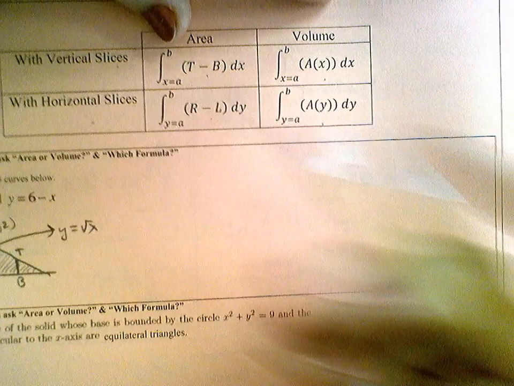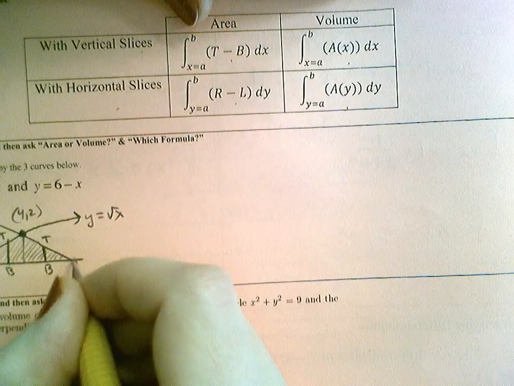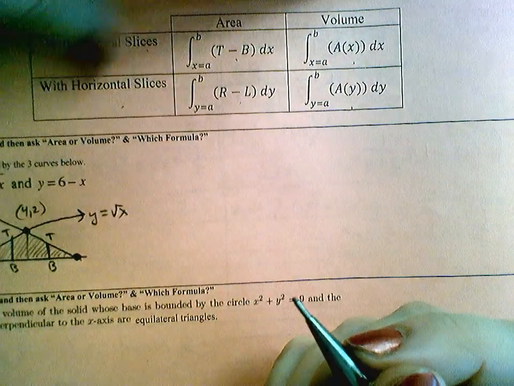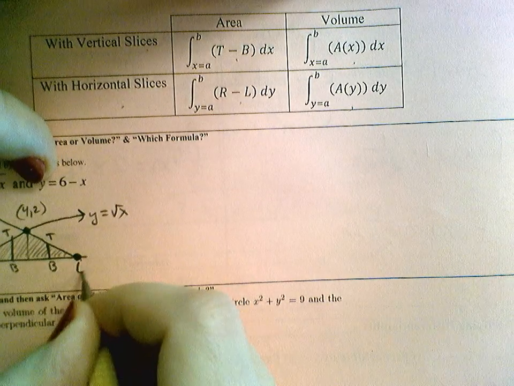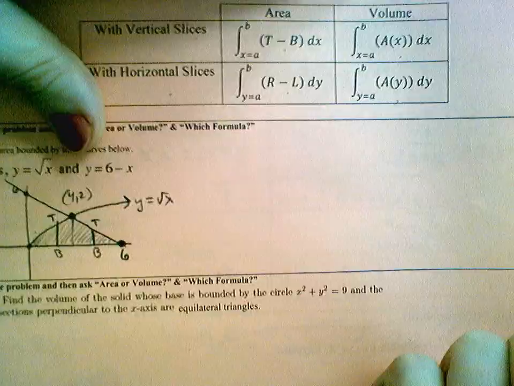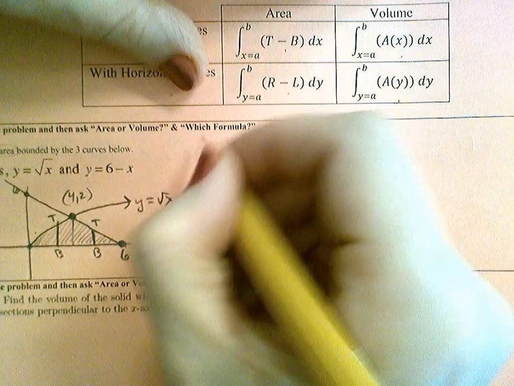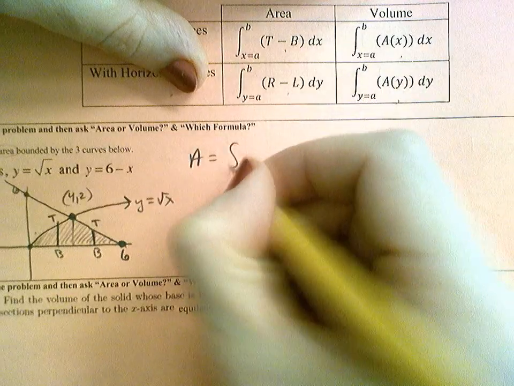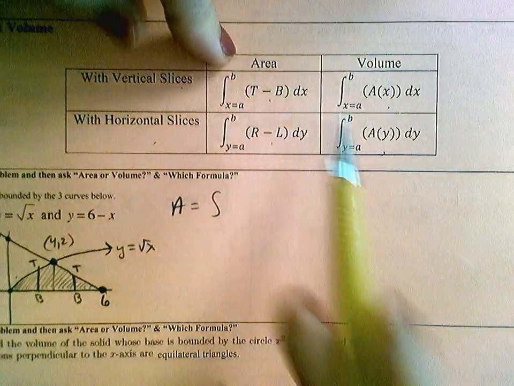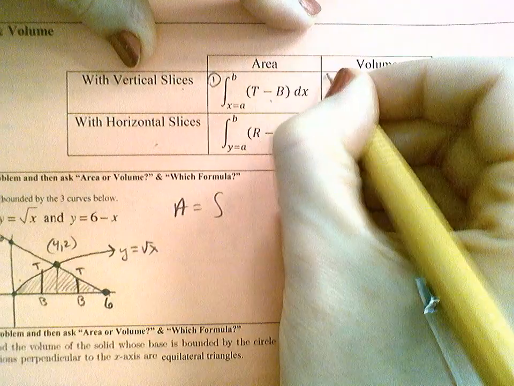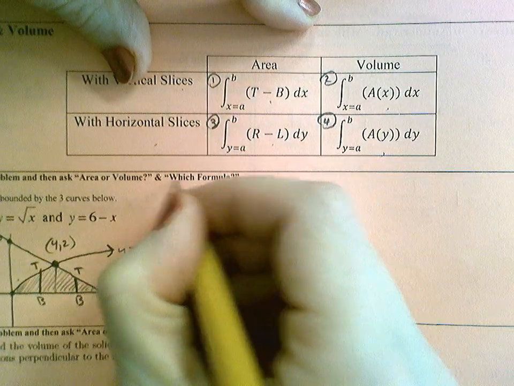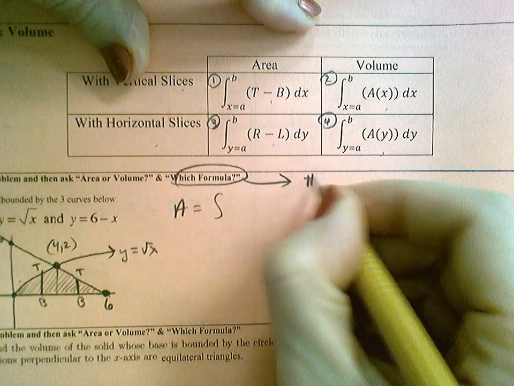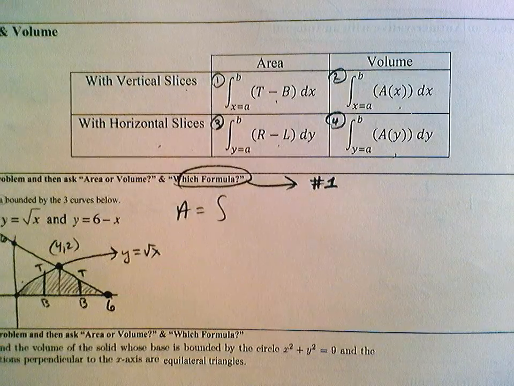All right, so actually you could use either one. I guess I'll use top minus bottom. So now I need to know this intercept. This is where y is 0, so that's an x-intercept, so that's got to be 6. Okay, so area equals the integral. Let me number these formulas 1, 2, 3, 4. Which formula? Number 1, so I don't have to write it over.